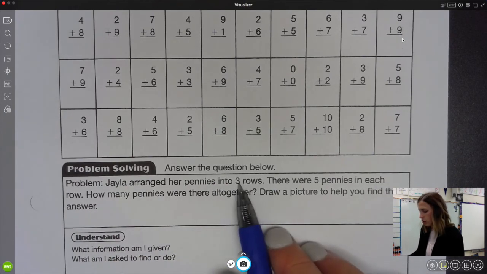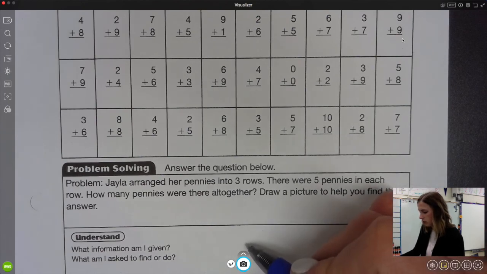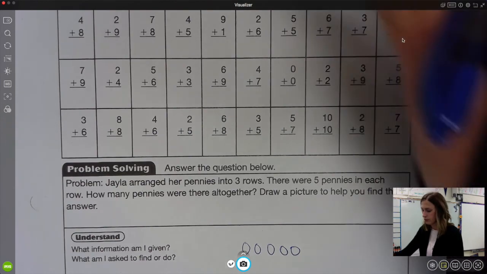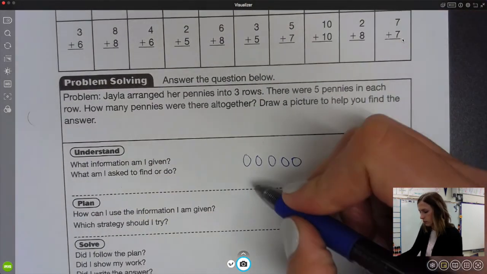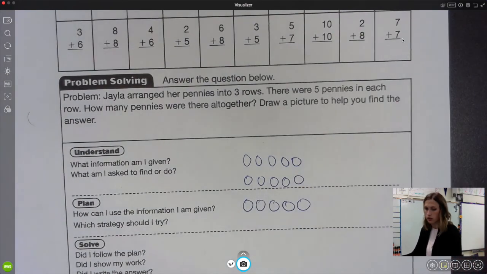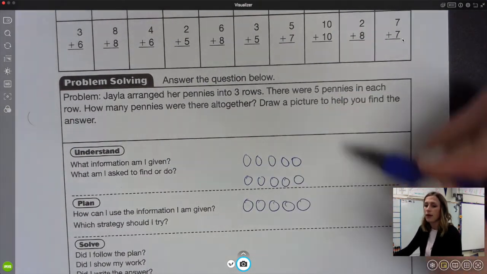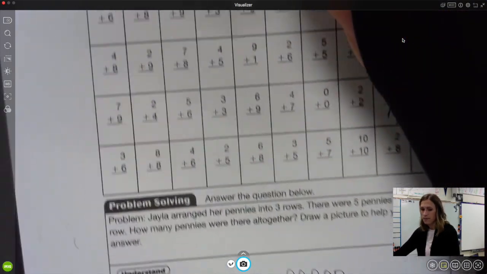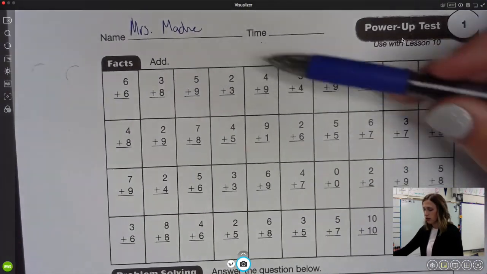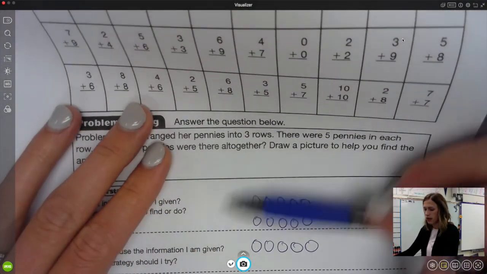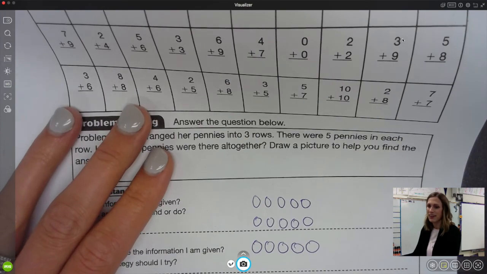So, 3 rows, 5 pennies in each row. So 1, 2, 3, 4, 5. There's the first row. 1, 2, 3, 4, 5. There's the second row. There's the third row. Now you just have to figure out how many are there, and that will be your answer. Count all those up, all right? So pause this video, get going on all your facts here, your problem of the day at the bottom, and then press play and we'll get going on the other part of our test.